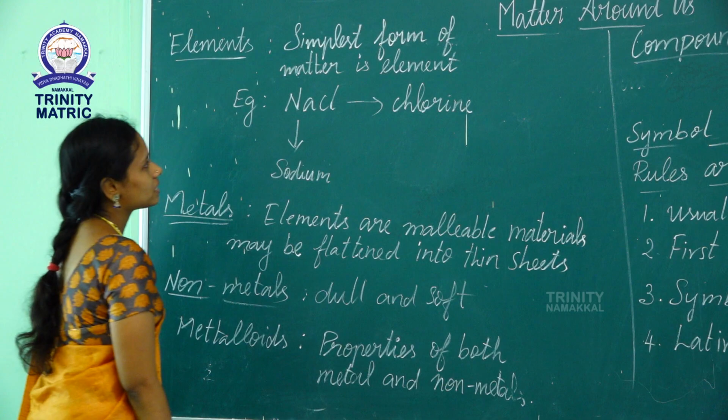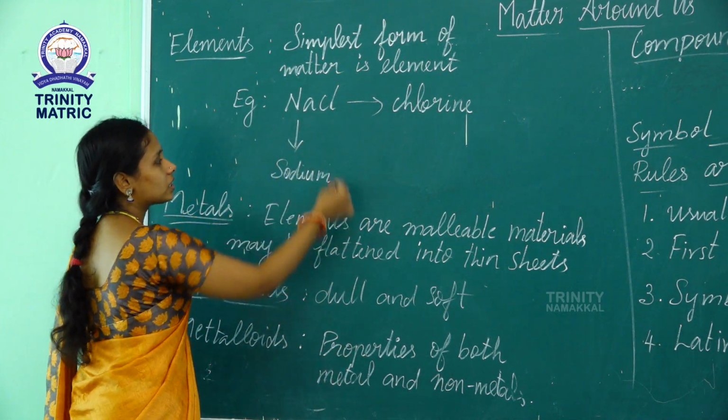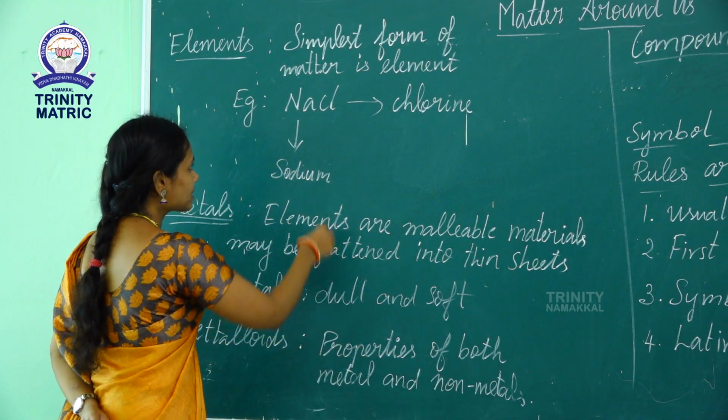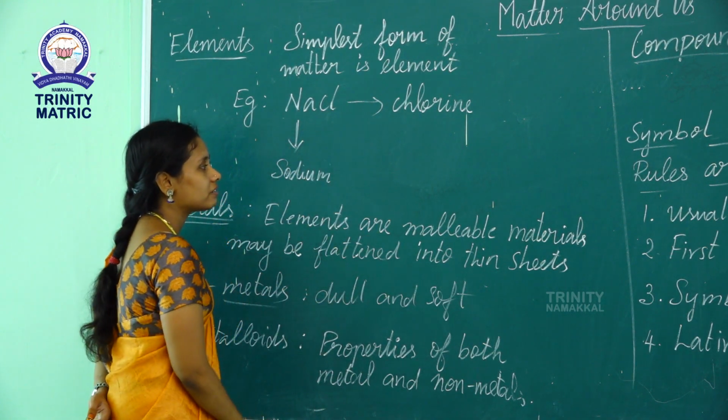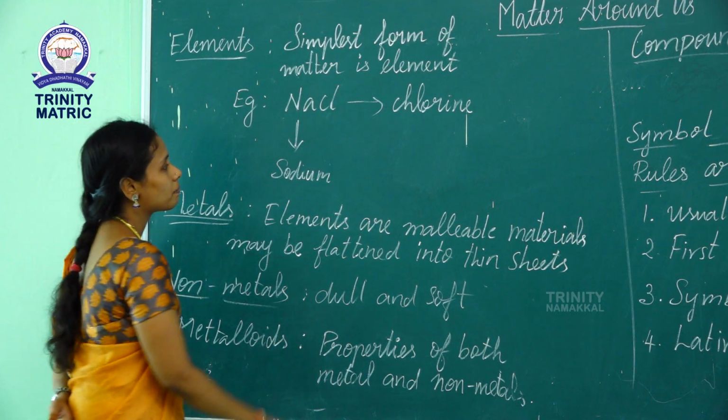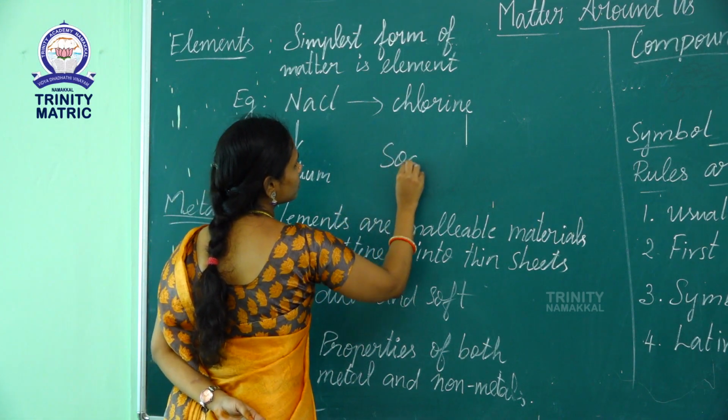Example, NaCl. It is common salt, sodium chloride. That means one sodium atom and one chlorine atom combined with each other. It gives common salt, which means sodium chloride.